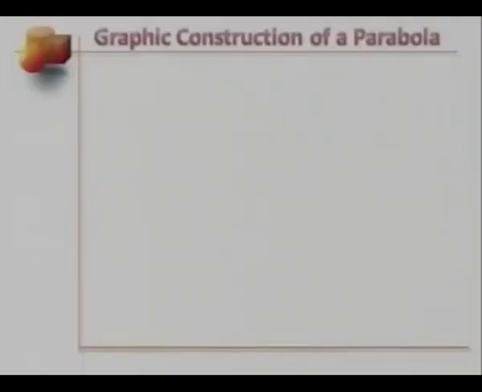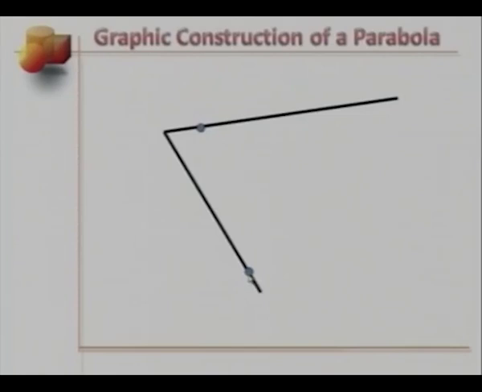Let's look first at the graphic construction of a parabola. All of you must have done this in your first year engineering drawing course. Given two line segments, how to construct a parabola using them. The key idea is this. You divide the two line segments such that the ratio of this length over this length is the same as the ratio of this length over this length.